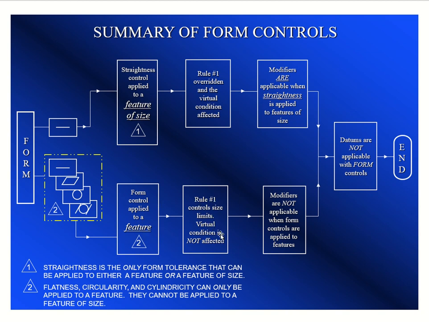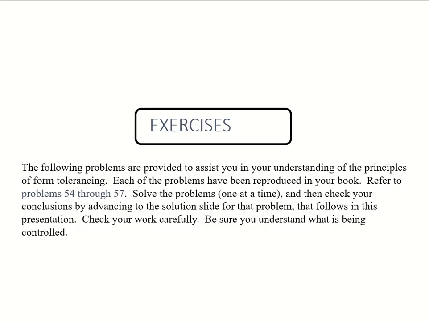Rule number 1, controls size limit, your VC. We check that, and then we check the modifiers, and then we check the datum. Okay. So the only thing is right here. Your straightness is the only one where we consider apply to the feature of size. The rest of them apply to the feature, so where your leader line is on the feature. You won't get it by now. You've got to do this again and again, okay, for you to be able to actually get it.